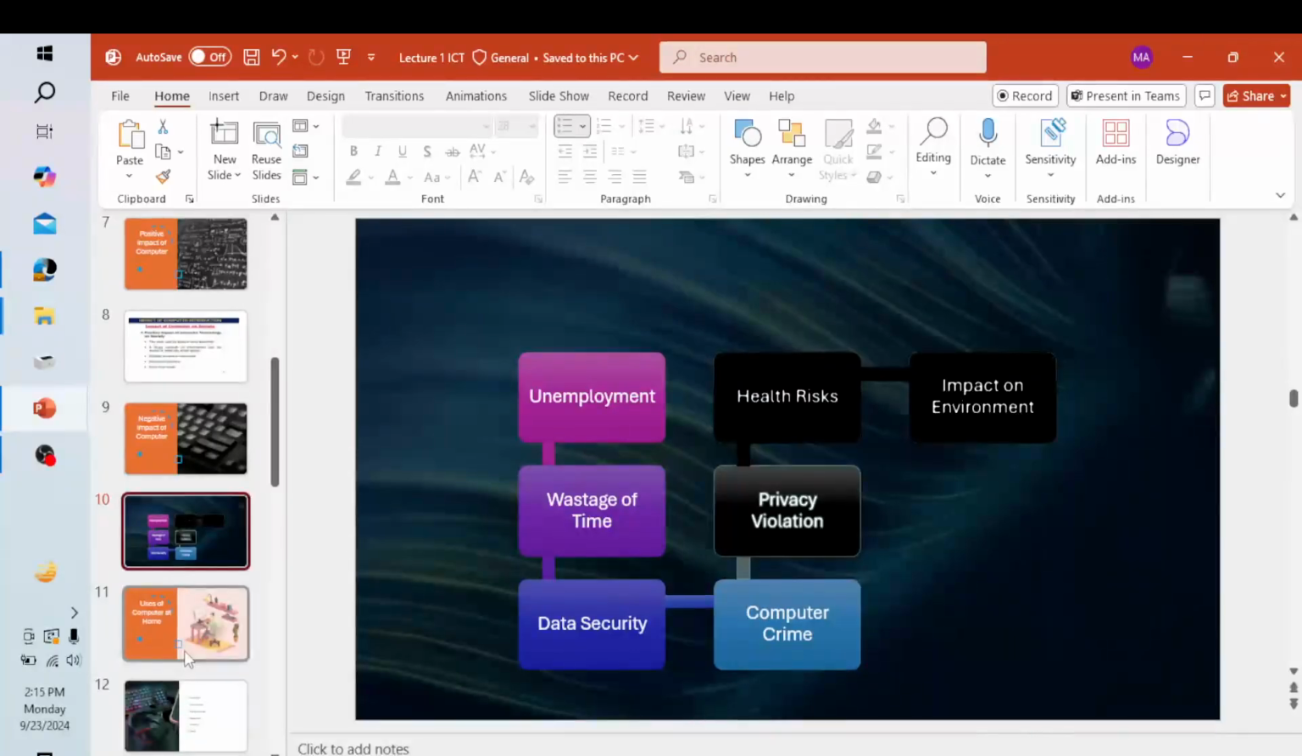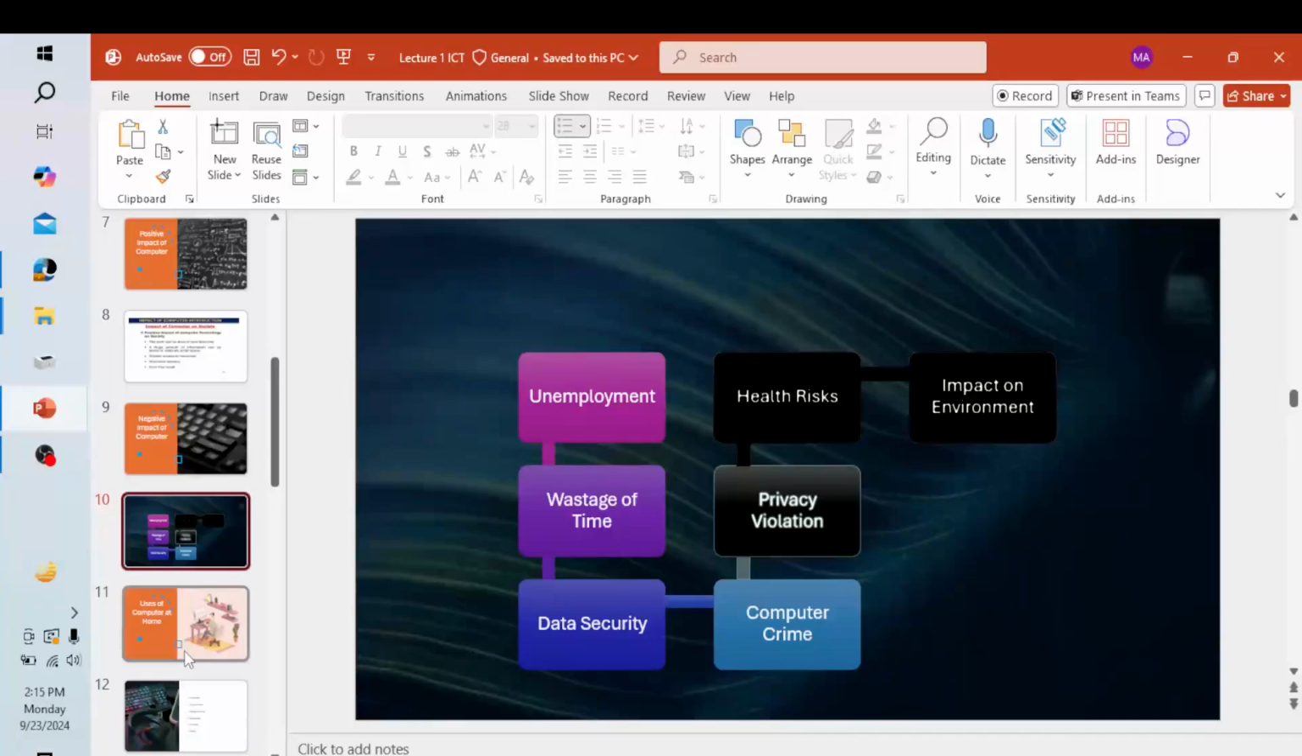So we will move to the third point, which is data security. As you know, data is a very important thing in our life. So the security of data is also crucial for us. The data stored on the computer can be accessed by an unauthorized person through the network. It creates serious problems for data security.